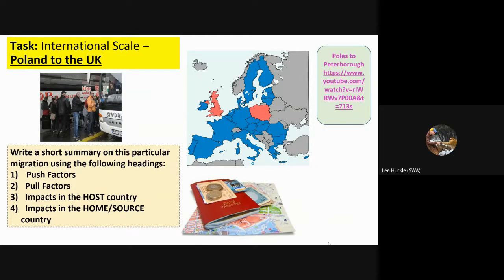And there we analysed and discussed what's pushing them out of Poland, or particular areas of Poland, and what's pulling them to the UK and Peterborough. But then looking again at those impacts, the impact on the host country.